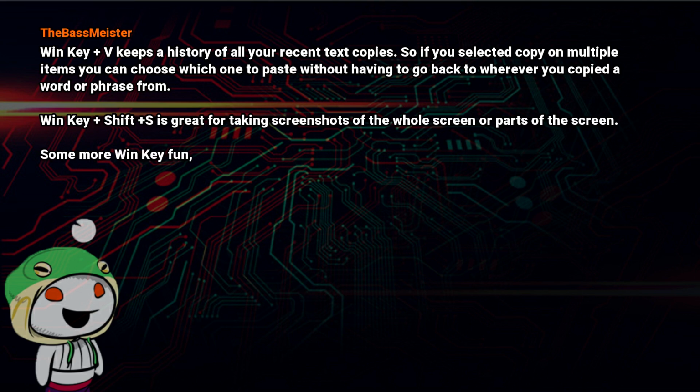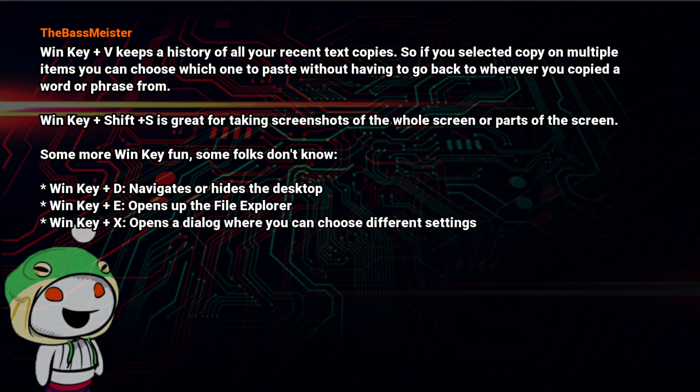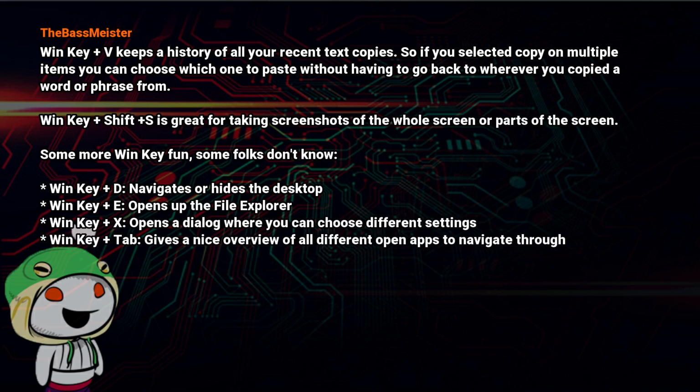Some more WinKey fun. Some folks don't know. Win D navigates or hides the desktop. Win E opens up the file explorer. Win X opens a dialog where you can choose different settings. Win Tab gives a nice overview of all different open apps to navigate through, and many more. Win V. Didn't know about this.